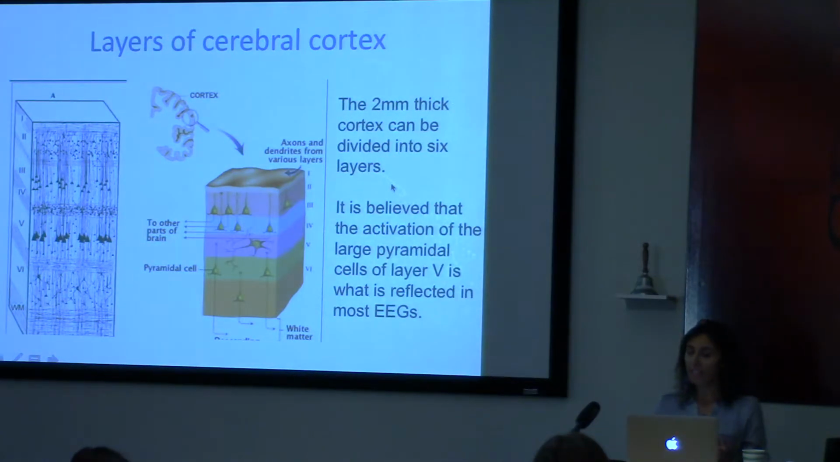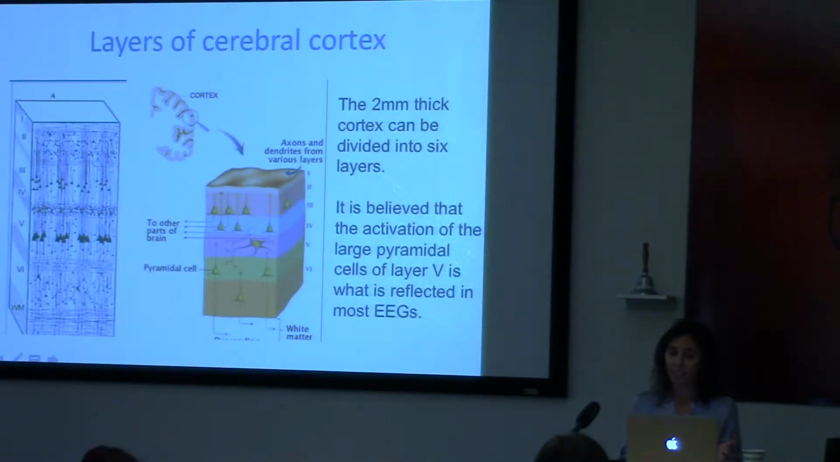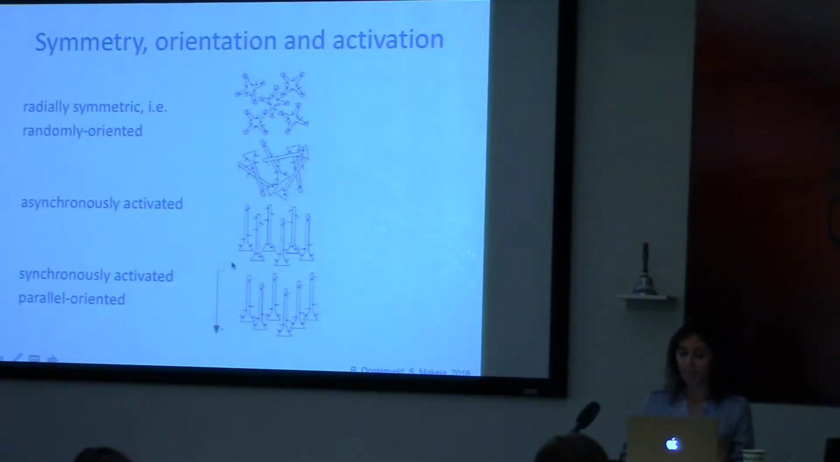So if we look at it in a bit more close detail, the 2 millimeter thickness of cortex can be divided into 6 layers. And each of these layers has different types of neurons and different interactions. And it is believed that the activation of large pyramidal cells of layer 5 is what is reflected in most of the EEGs that we record. So we concentrate on the pyramidal cells.